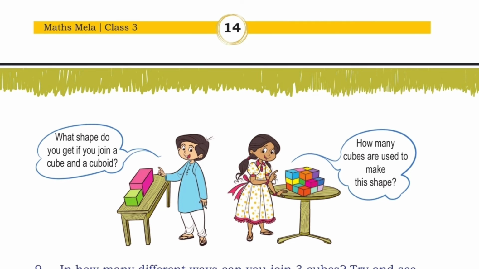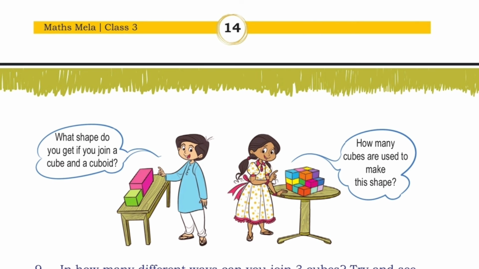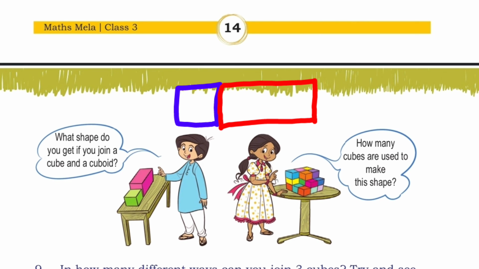So we have the next question. What shape do you get if you join a cube and a cuboid? They are asking if we join a cube and a cuboid, what shape we will get. Look at this cube and cuboid. The cuboid is a little taller and the cube is a little shorter. So when we join them together, we will get a shape of a step, like a staircase. But if they are the same height, when we join them together, we get a longer cuboid, like this.